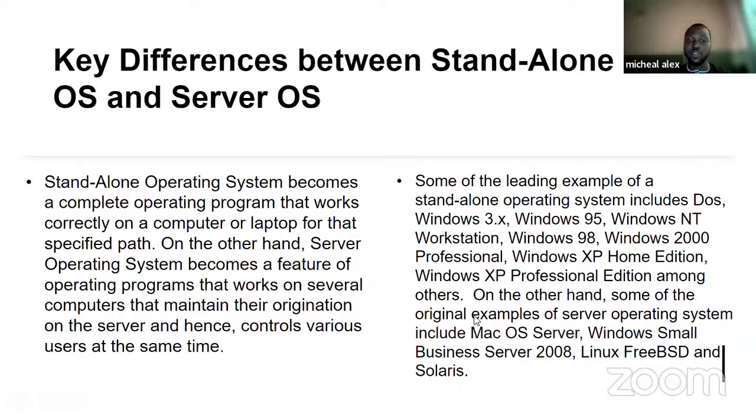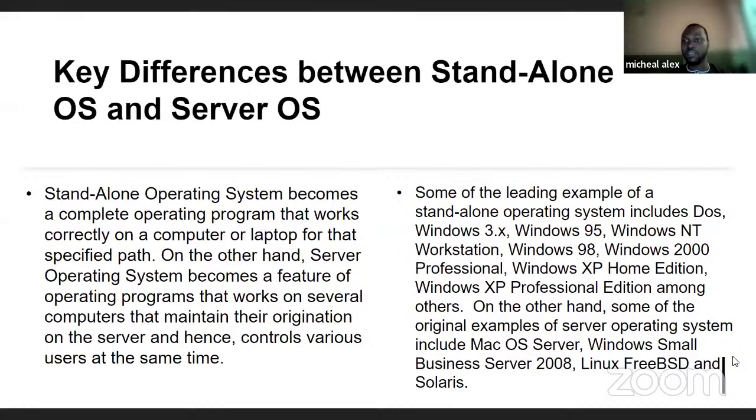So the second one says, some of the leading examples of a standalone operating system include DOS, Windows 3.x, Windows 95, Windows NT Workstation, Windows 98, Windows 2000 Professional, Windows XP Home Edition, Windows XP Professional, and so on. Then, on the other hand, some examples of server operating systems are Mac OS Server, which we've already mentioned, Windows Small Business Server 2008, which we've also mentioned, Linux, FreeBSD, we've mentioned that, and Solaris. So what this is just telling us is examples of these two different types of operating systems.